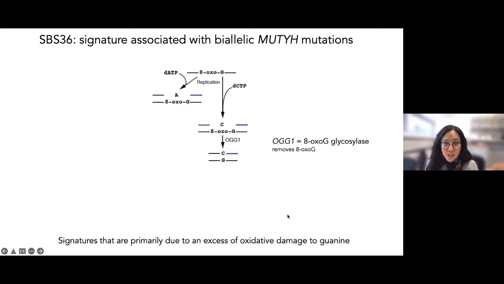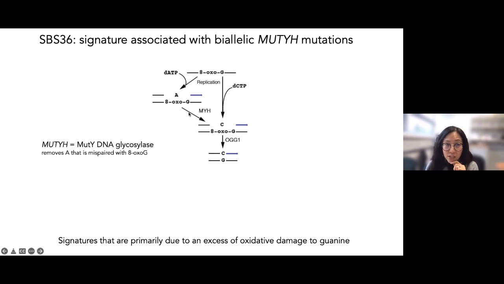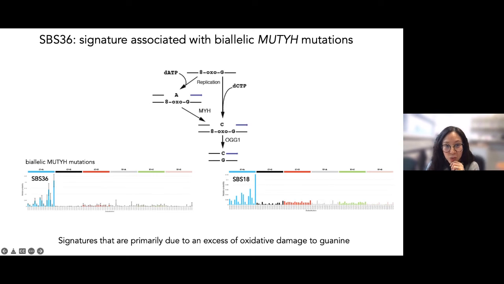Now, MUTYH acts in this pathway because sometimes when you have 8-oxo-G, instead of pairing with a C, it pairs with an A. 8-oxo-G prefers to pair with an A. It looks more like a T, and that's why it pairs with an A. Now, that's not good because this is how you're going to get a mutation. So to get rid of that, MUTYH has to come along. And what MUTYH does is it removes the A. MUTYH's job, it's a glycosylase as well, but its job is to remove A's that have mispaired with 8-oxo-G. And then it goes down the OGG1 pathway. And that is why the MUTYH and the OGG1 signatures are so similar in appearance to each other. Okay, that's why you get these two different outcomes.